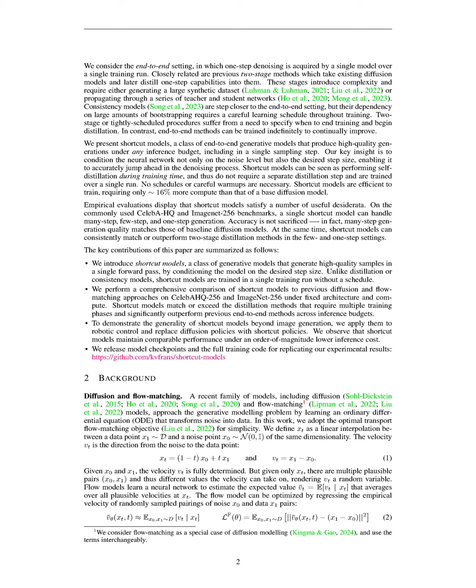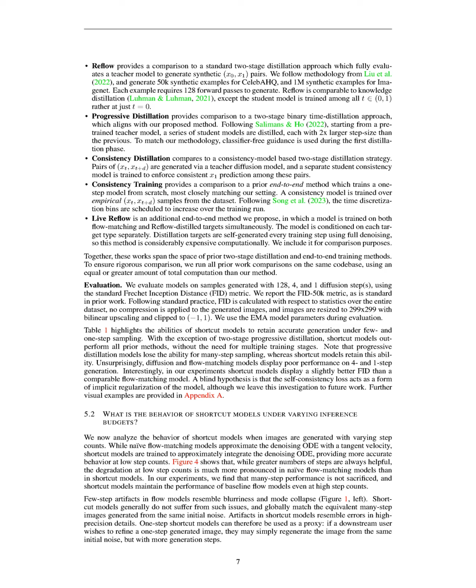The performance of shortcut models was validated through a series of experiments that compared their generation capabilities against prior methods using the CelebA-HQ 256 and ImageNet 256 datasets. The experimental design involved training each model from scratch with the same architecture and codebase, ensuring a fair comparison. Models were evaluated on their ability to generate samples using 128, 4, and 1 diffusion steps, with the Fréchet Inception Distance, FID, metric employed to quantify the quality of generated images.